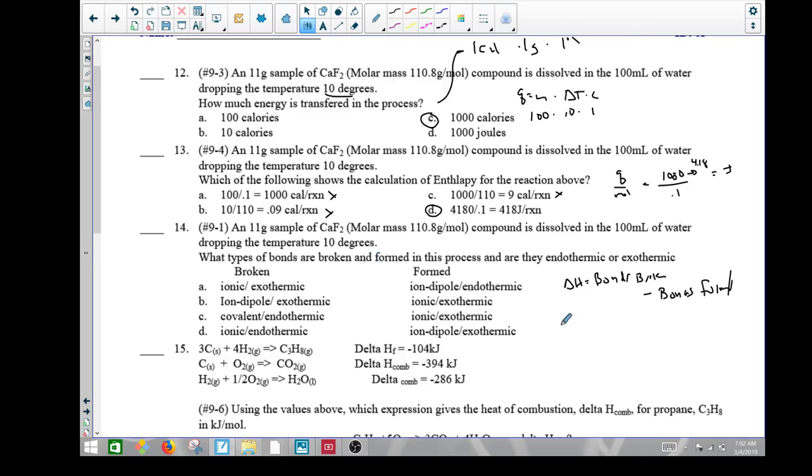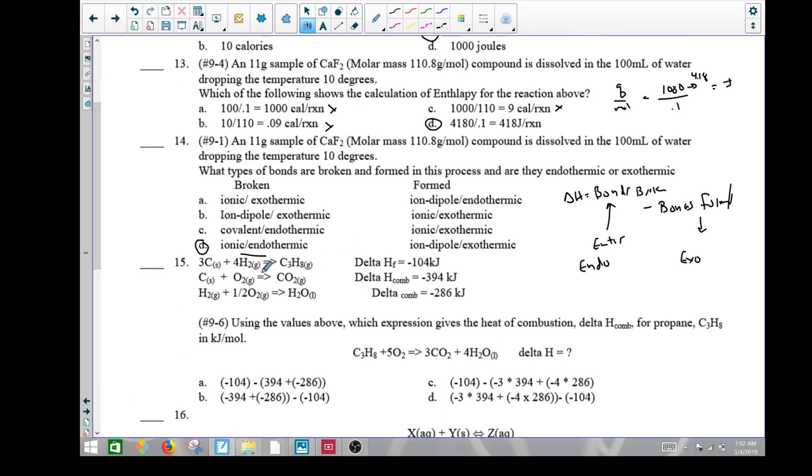Now, whenever I break bonds, energy has to be put in. Energy enters. Anything where we have to invest energy, we typically call endothermic. And when any bonds are formed, you get energy back. That's exothermic. Now, the size of those two ends up determining whether you end up exothermic or endothermic. So ionic and ion-dipole, looking for endo: ionic endothermic and ion-dipole exothermic. Good question.